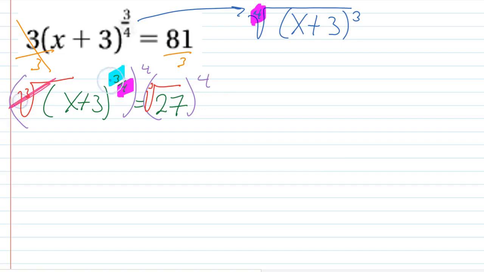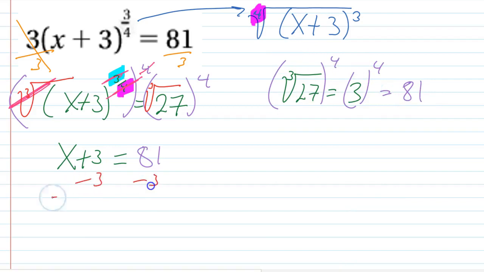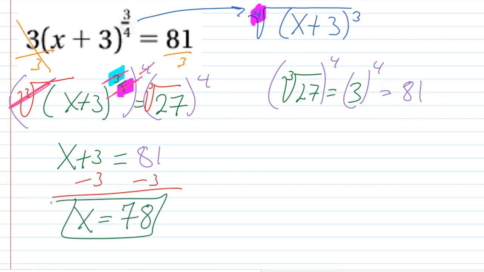The cubed root and the cube cancel each other out. The power of 4 and the fraction of 4 cancel each other out. That leaves me with x plus 3 on the left-hand side is equal to, now we're going to work out the right-hand side. What is the cubed root of 27? Well, the cubed root of 27 is simply 3. Now it was being raised to the power of 4. 3 to the power of 4 is equal to 81. Now I simply have to get the x by itself, and x is equal to 78.